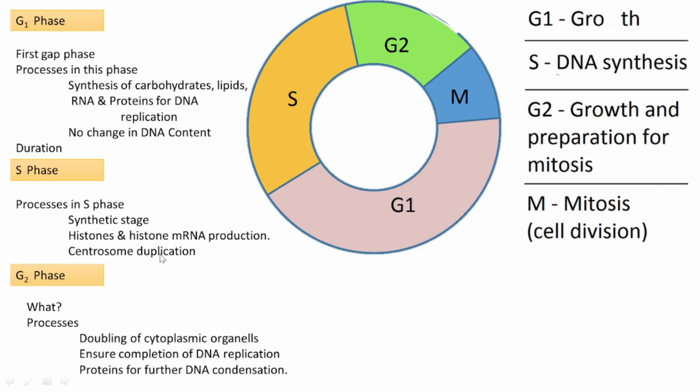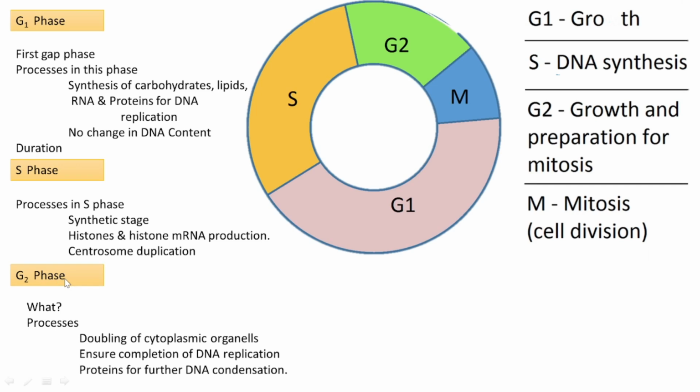Then duplication of the centrosome happens. Centrosomes are two points that we can see at the two poles of the cell, and around the centrosome the mitotic spindle is organized during cell division. All that you will learn later.